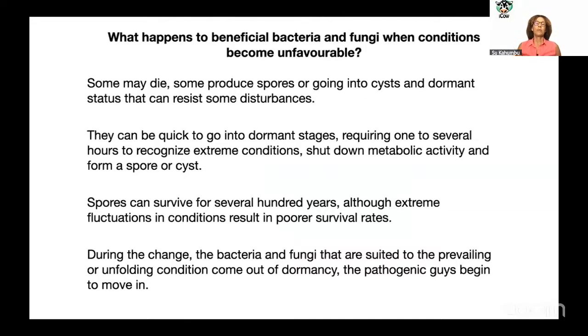So when the situation becomes unfavorable, some of them die, some produce spores, or they go into cysts and they can go into dormancy. Some can stay in that status undisturbed for many, many years, and others don't. It all depends on the prevailing conditions, how much energy there was, how much food, how long the conditions lasted, and how extreme they become in terms of desiccation, dehydration, even heat. But they can quite quickly go into these dormant stages, okay? They shut down the metabolic activity and they form those things.